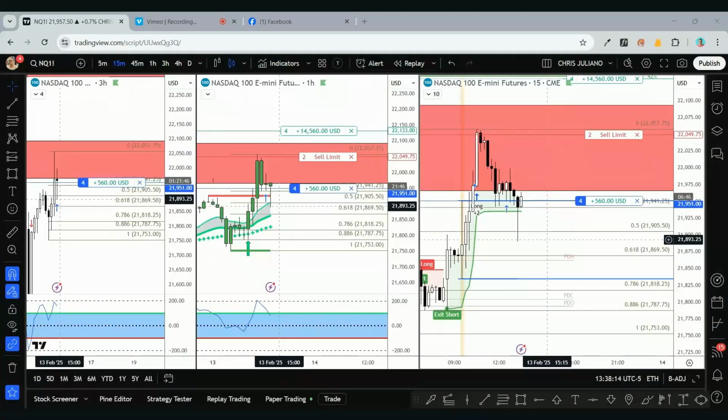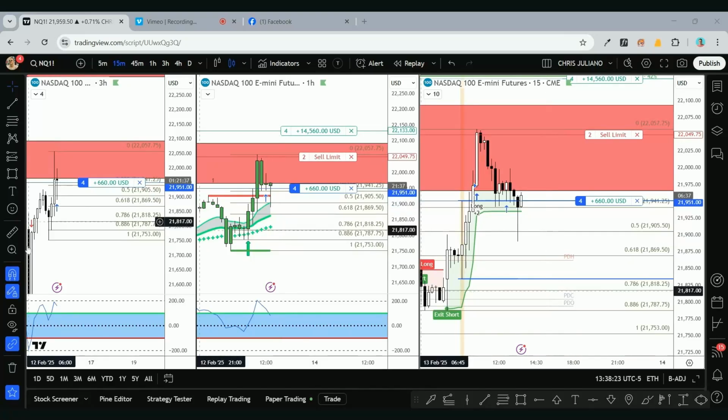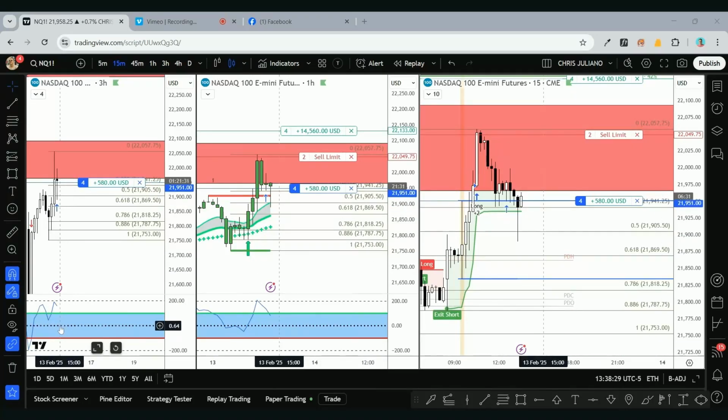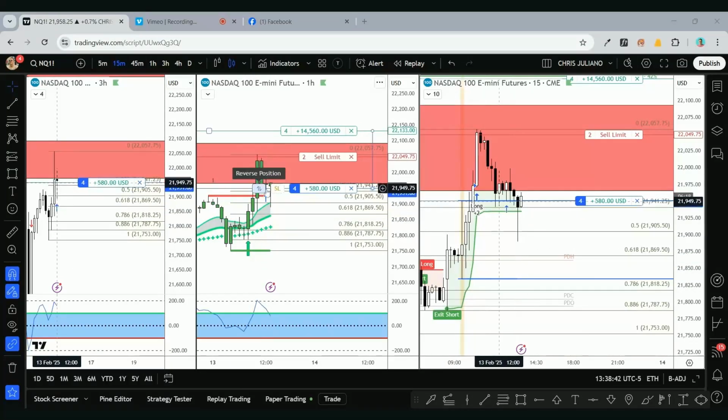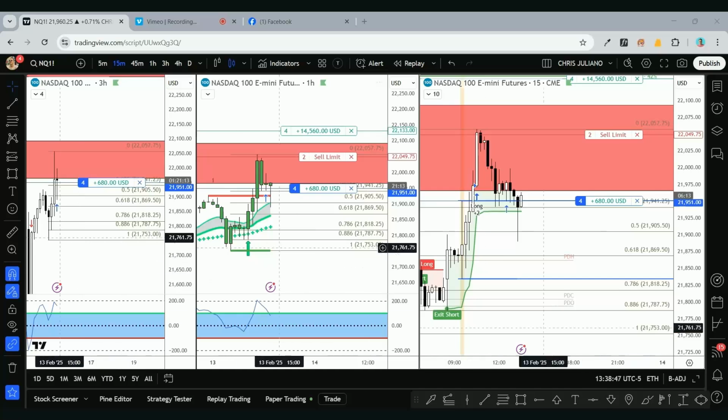Let's take a look at what we did today. Some people are asking me if the long worked out. So right here, 3-hour chart, well above the zero line on CCI, right? 1-hour chart, well above the zero line. That was all taking place today, right at the very beginning of the open, and then also above the 50 simple on the 1-hour chart. All of our components are met.